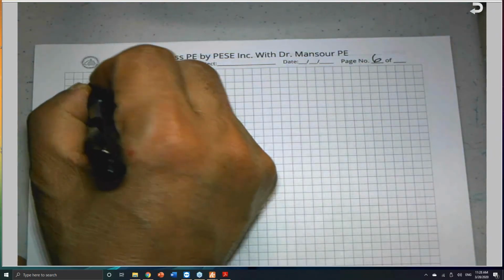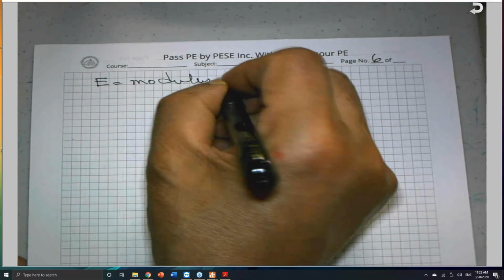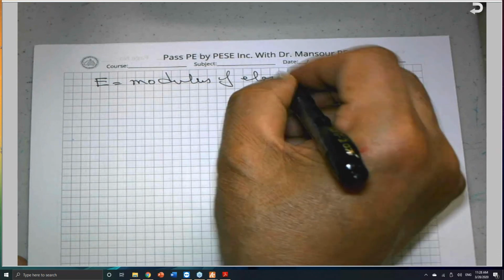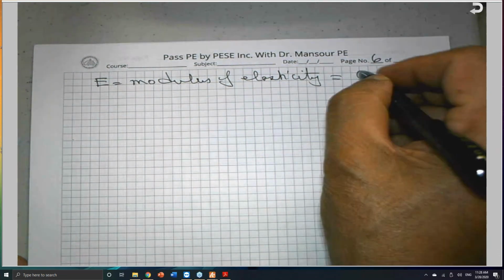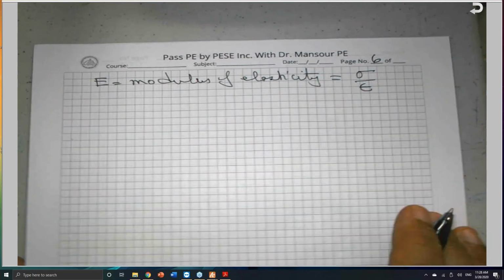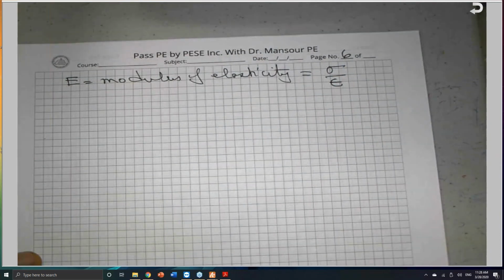So we have E, we call it modulus of elasticity. E, which is sigma over epsilon, which is Hooke's law under uniaxial loading. This is called Hooke's law.